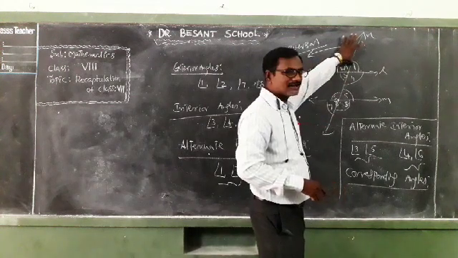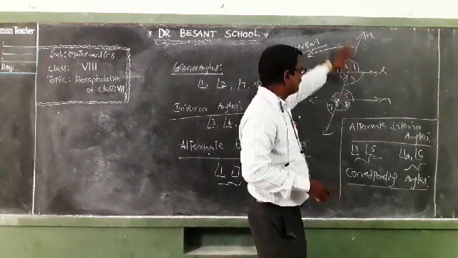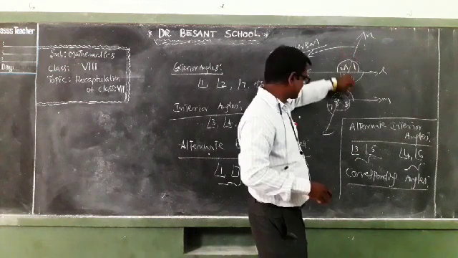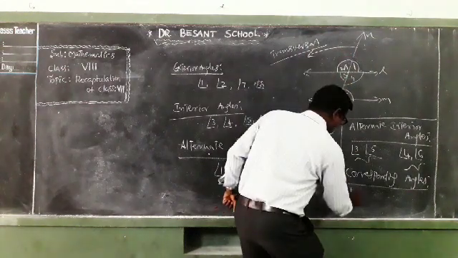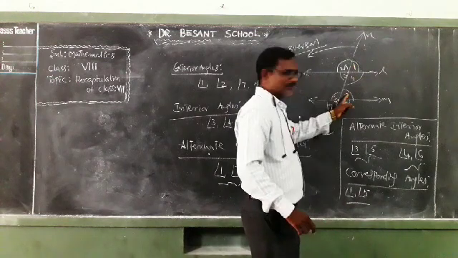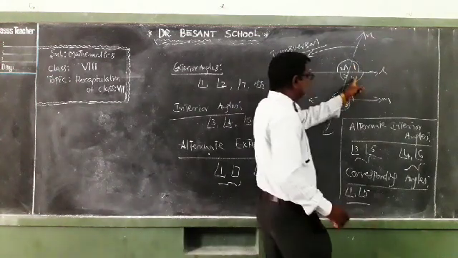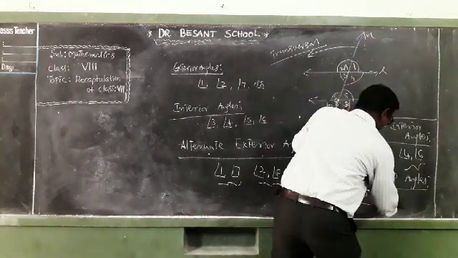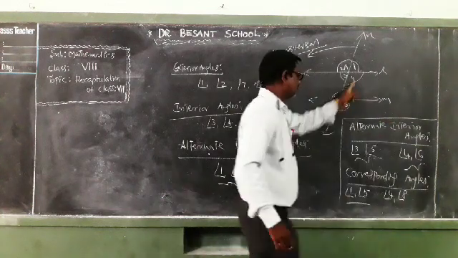What is the corresponding angle of 1? Yes, angle 5. What is the corresponding angle of 4? Yes, angle 8. So angle 1, angle 5 is one pair. Another pair from this side is angle 4 and angle 8.